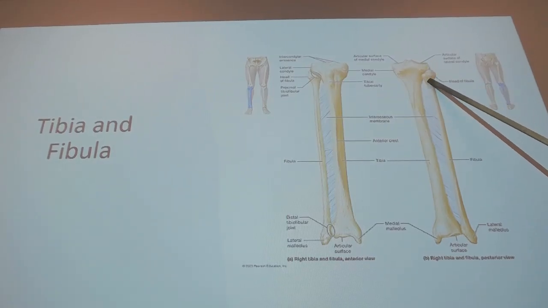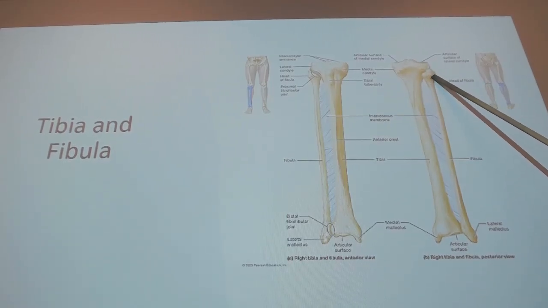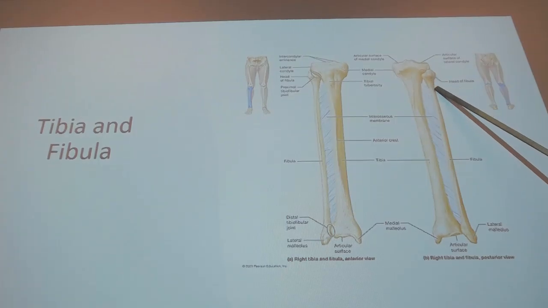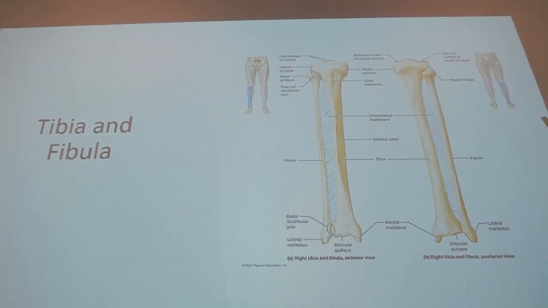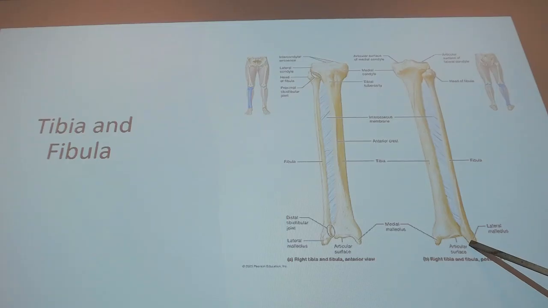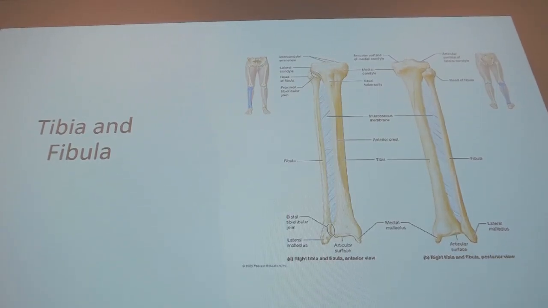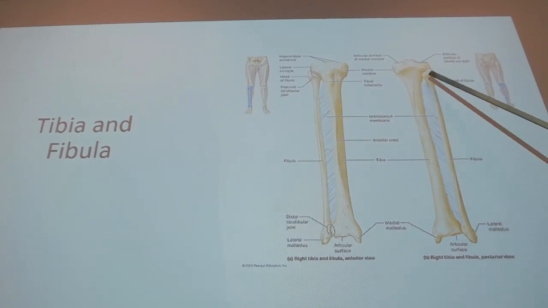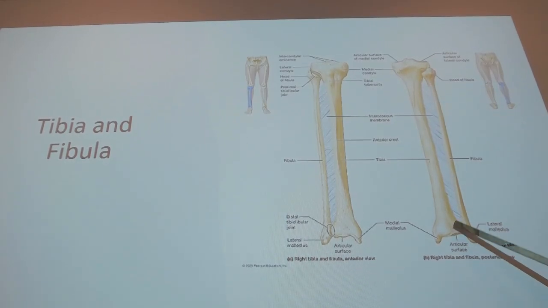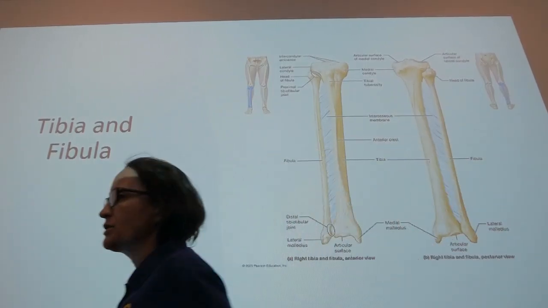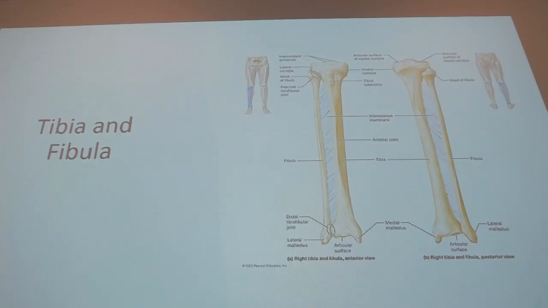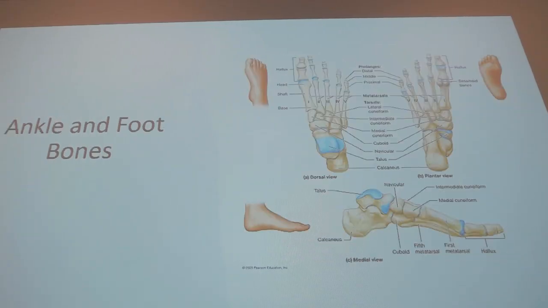And then the lateral condyle has a surface for articulation with the head of the fibula. And then here's the shaft of the fibula, this is the neck, this is the lateral malleolus. And this is the articular surface for the talus. Distal and proximal tibiofibular joints. Questions? So those are the leg joints.